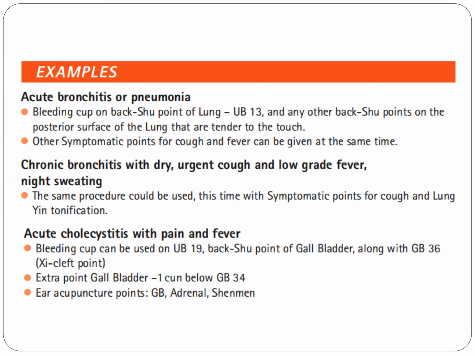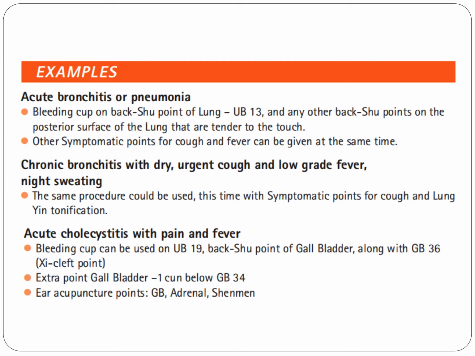Sa paalala lang po, kung gumagamit tayo ng bleeding cup, balikan natin yung mga tinuro, kasi hindi rin basta-basta po tayo nag-bleed. Hindi po tayo basta nag-wet cupping. Then, chronic bronchitis with dry, urgent cough, and low-grade fever, night sweating. So, the same procedure po ang pwedeng gamitin, this time with symptomatic points. So, pwede tayong pumili ng mga points, symptomatic points para sa ubo, and lung yin tonification. So, syempre, yung lung 9. Yan po yung mga points na nagpapalakas ng baga.